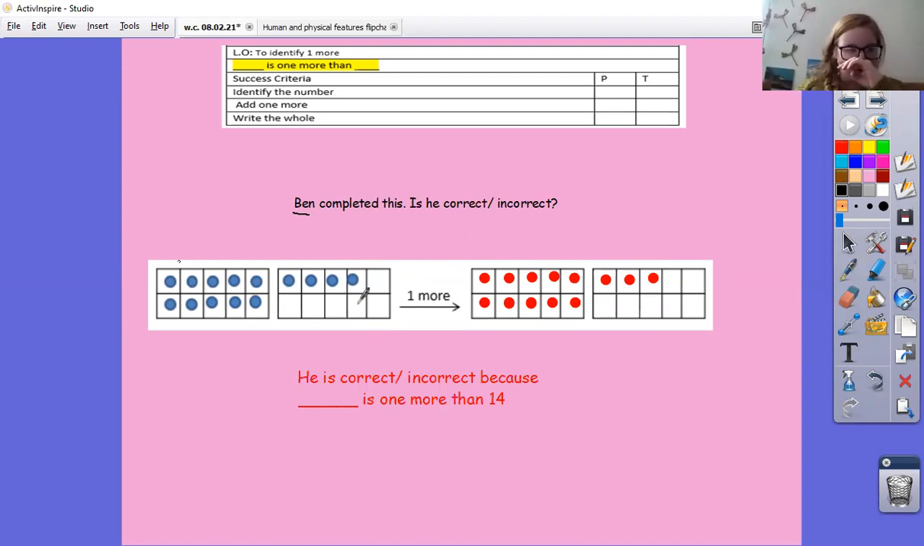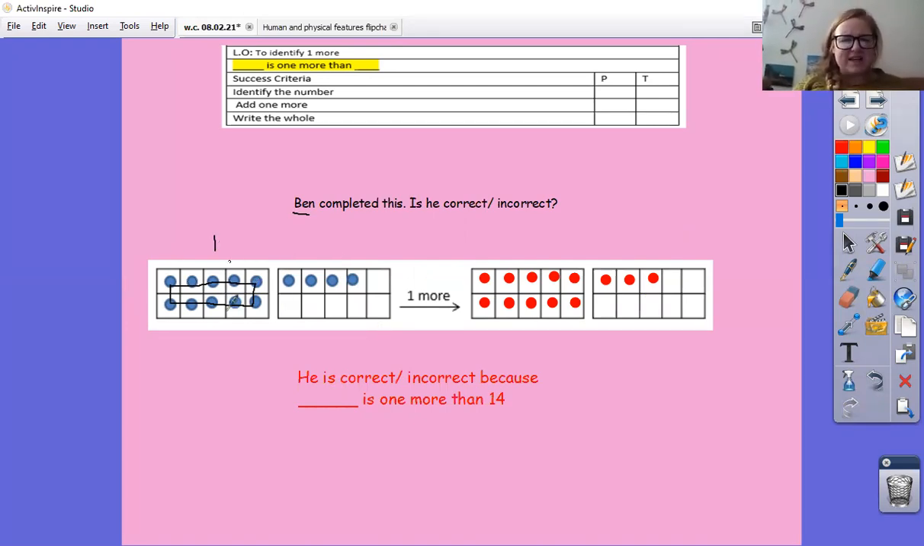So first of all, what is this number here with the blue counters? Well, how many full tens frames do we have? I can see we have one full tens frame here. Do we have any more? No. This full tens frame is the same as 1 ten. Fantastic, we have 1 ten.